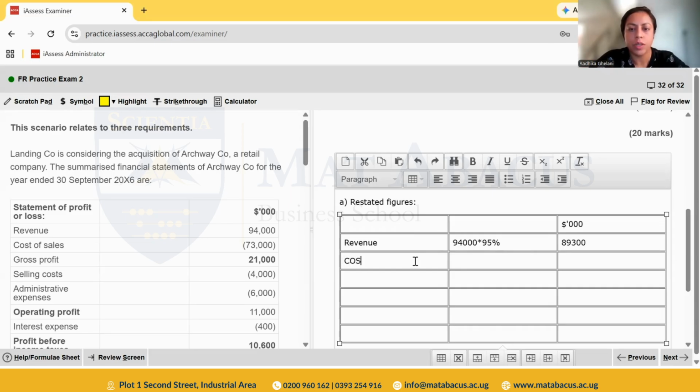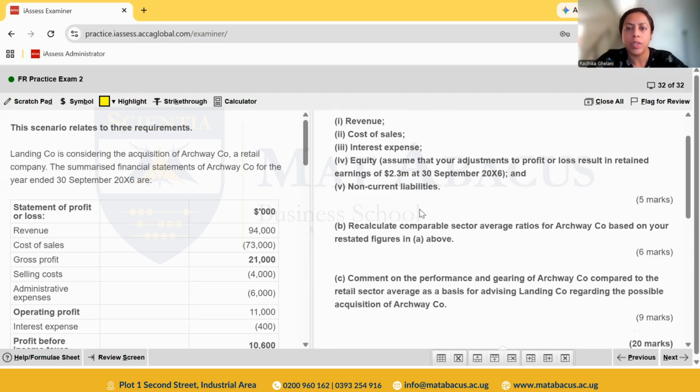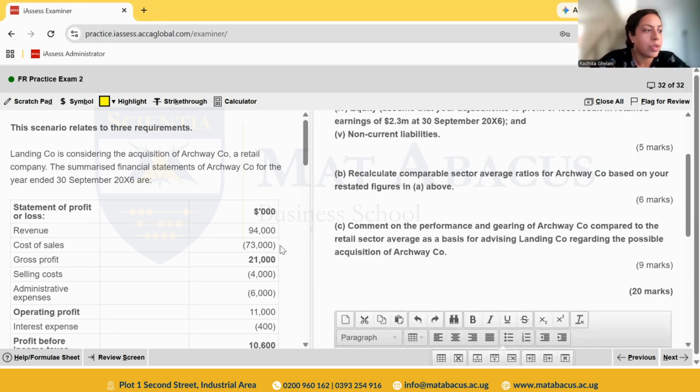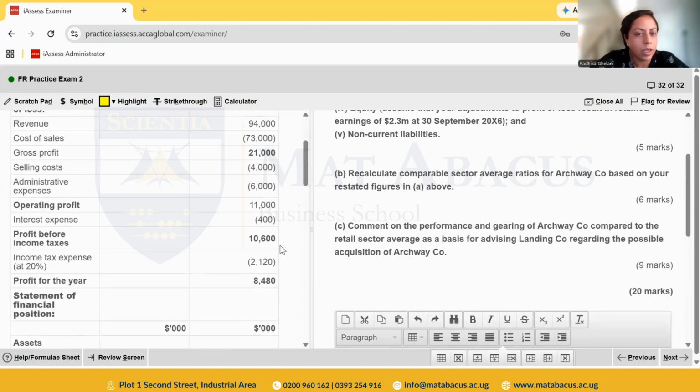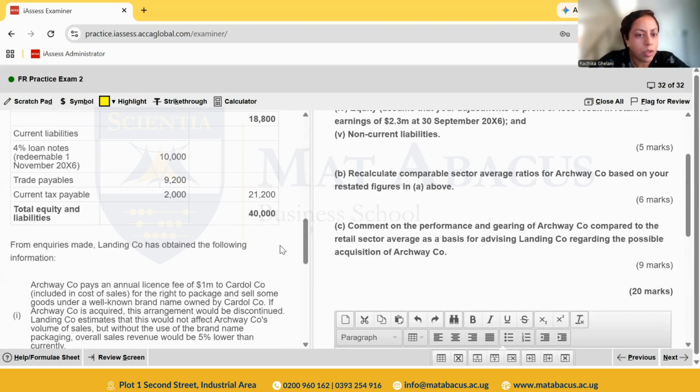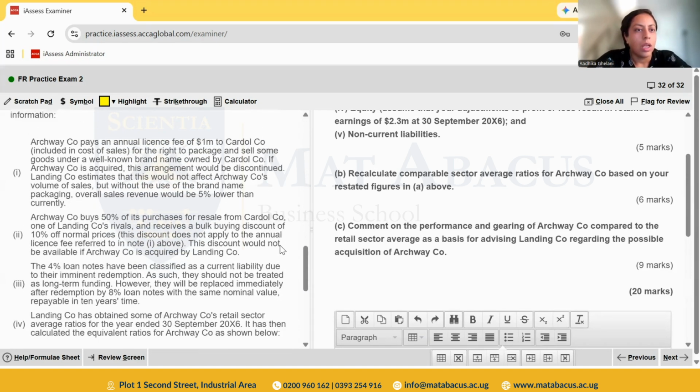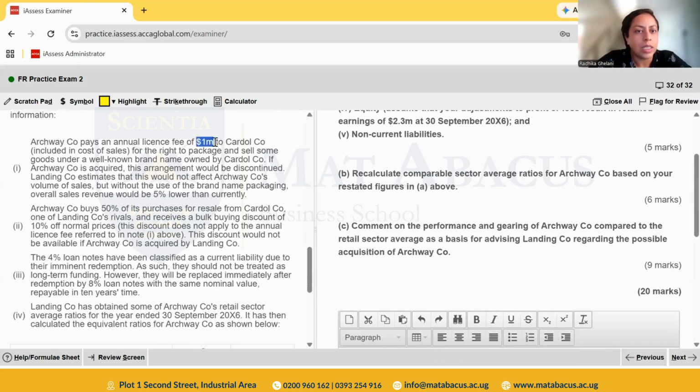Next ratio they wanted was the cost of sales. Cost of sales was originally 73,000. But now remember, first of all, this 1 million license fee that is being paid to Cardol was included in cost of sales, and we're not going to pay that if the company is acquired. So cost of sales is going to reduce by the 1 million, obviously.